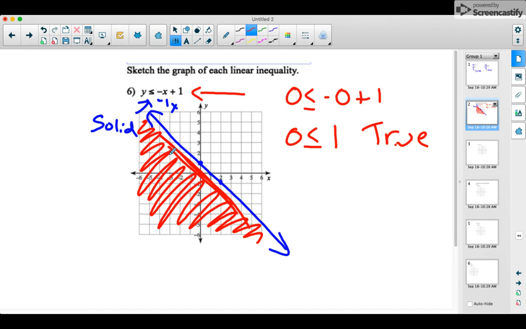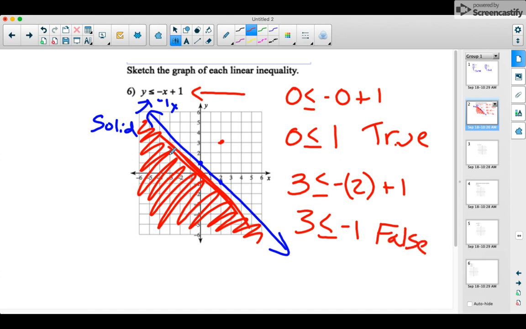So I'm going to just pick a point and show you what happens. You don't have to do this every single time. I'm going to pick the point 2, 3. If I plug it in, I end up with 3 is less than or equal to negative 1, which is false, because 3 is not smaller than negative 1. So that means all the points on the opposite side of the line wouldn't work, which is why we don't shade them.